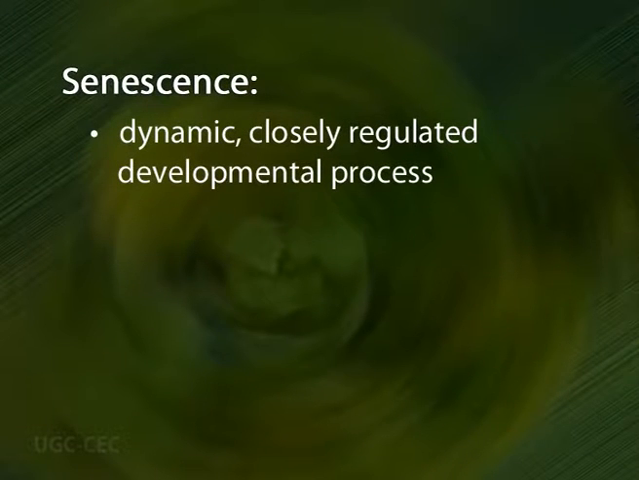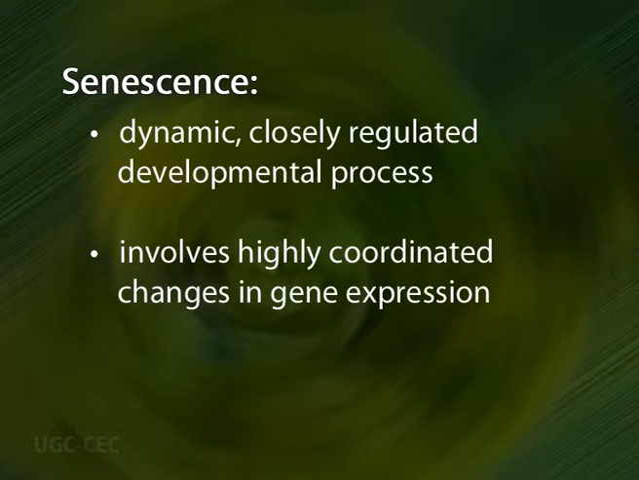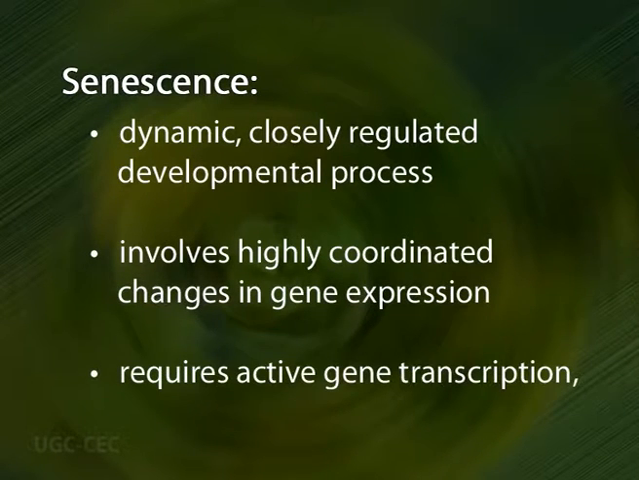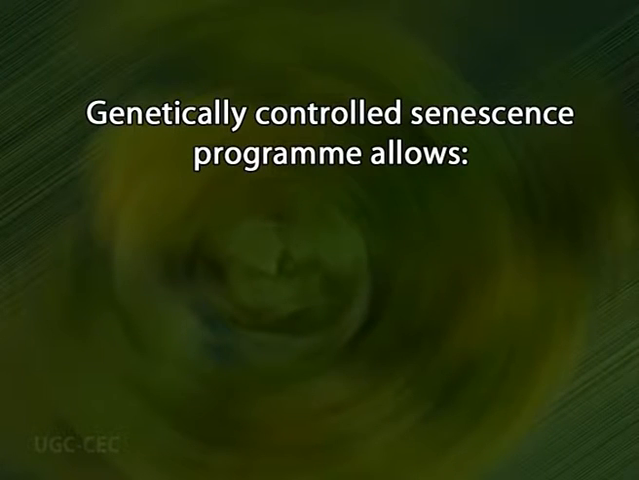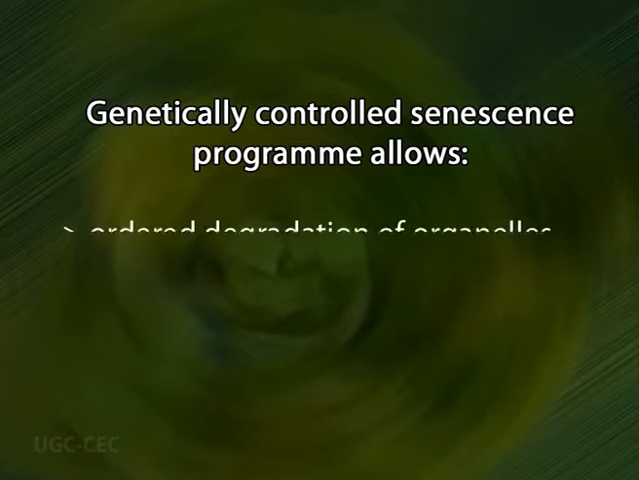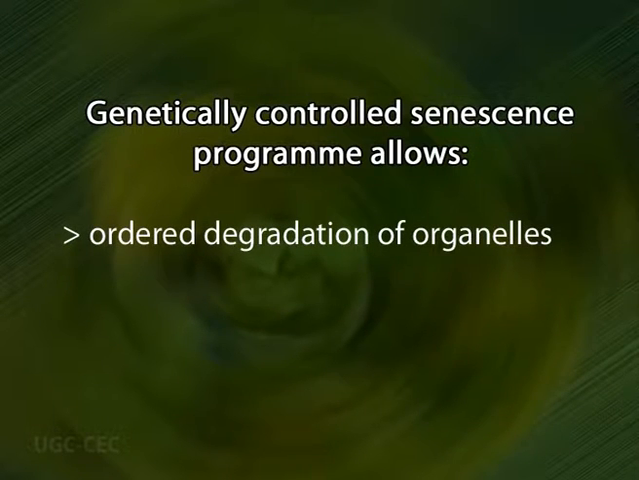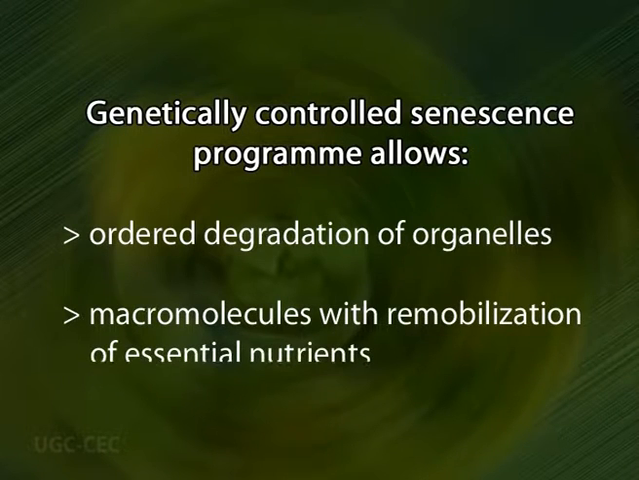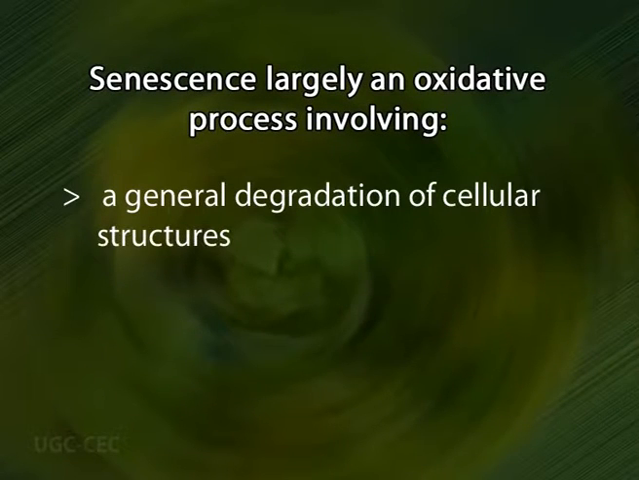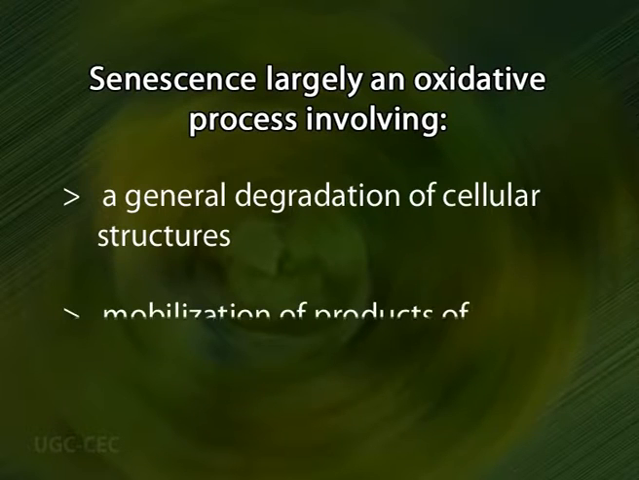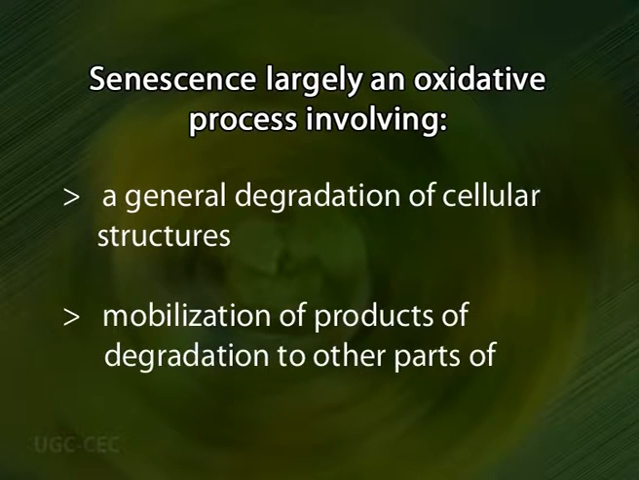It's a dynamic and closely regulated developmental process which involves highly coordinated changes in gene expression and requires active gene transcription and protein translation. A genetically controlled senescence program allows for the ordered degradation of organelles and macromolecules with the remobilization of essential nutrients. It's largely an oxidative process involving a general degradation of cellular structures and mobilization of the products of degradation to other parts of the plants or organs.